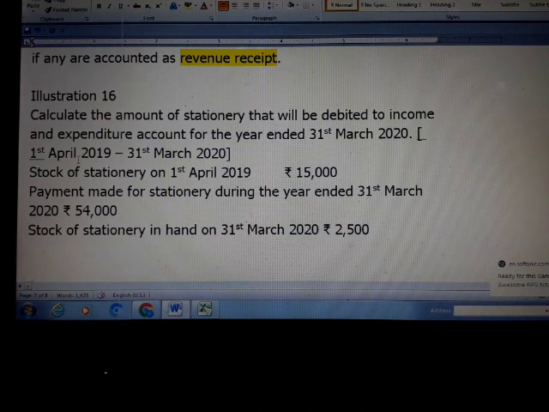So we have been given the base. Opening stock is available. In this problem, they are not given in terms of a balance sheet, they have just given the details.